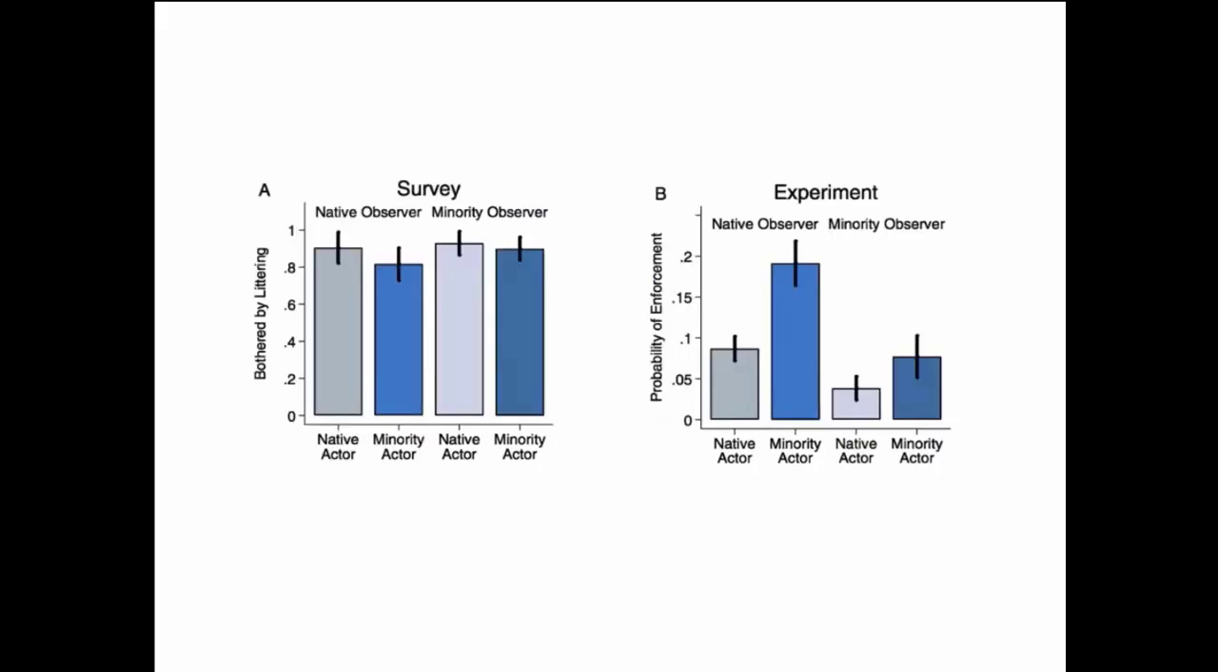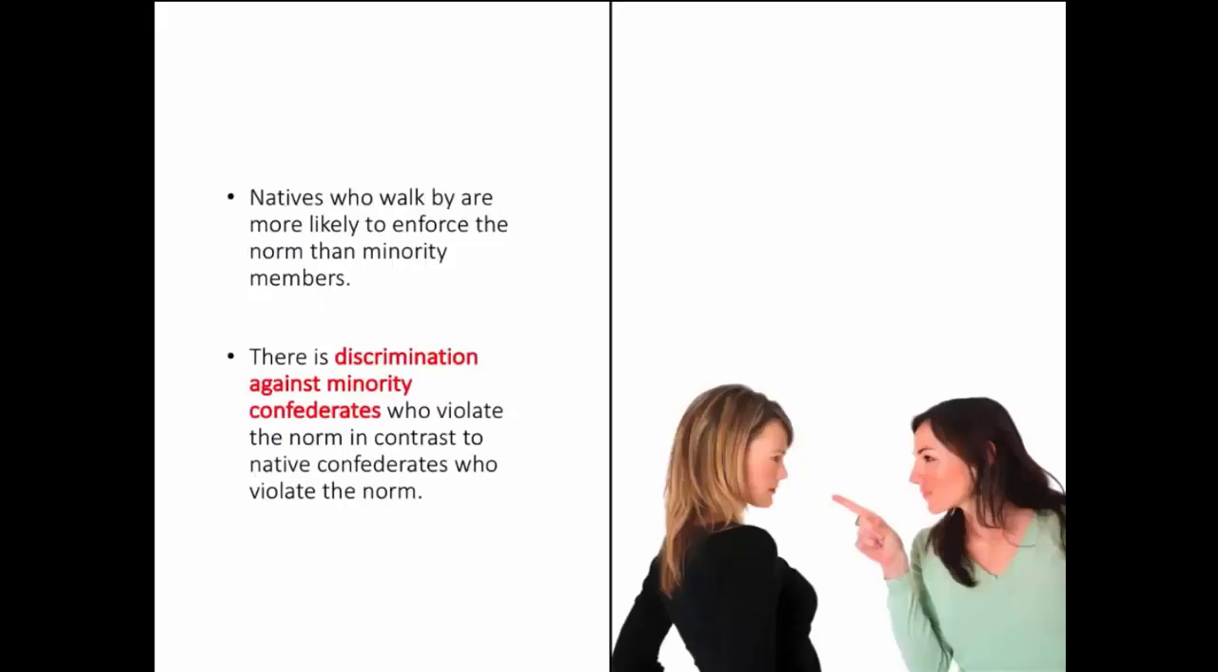While in surveys before, they had exposed people to similar situations where they were given a picture and were asked how they would decide in this situation, and so on. There was no difference across those groups. But in reality, when they conducted that field experiment, there were these clear differences. So basically, natives who walk by are more likely to enforce the norm than ethnic minority members. And there is discrimination against minority Confederates who violate the norm, in contrast to native Confederates who violate the norm.